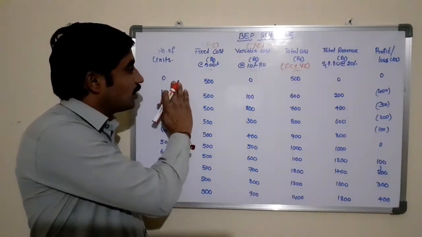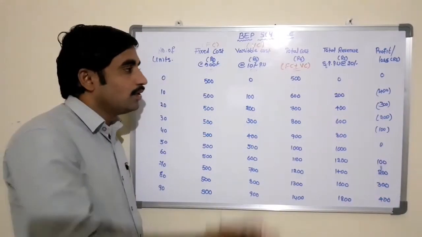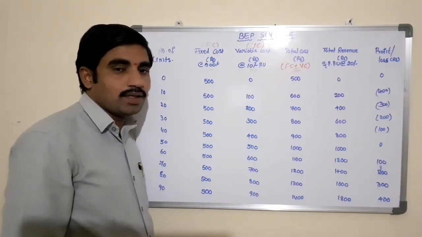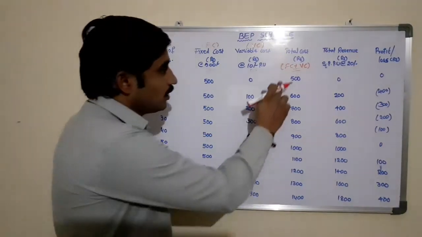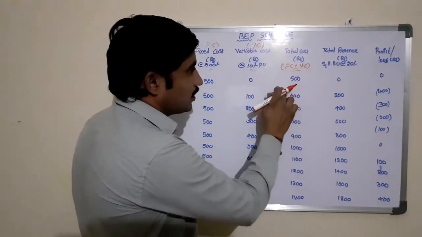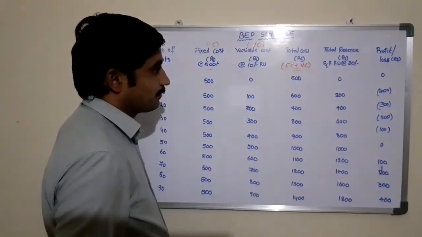So whether you are producing the product or conducting operations in the business or not, we need to pay the salaries to the employees, we need to pay the rent for the building and so on. So even if there is no production, we need to incur 500 rupees in terms of cost, that is the total cost for zero production.